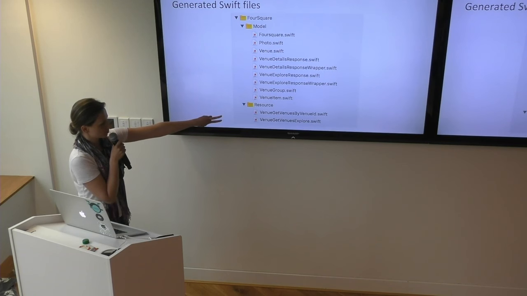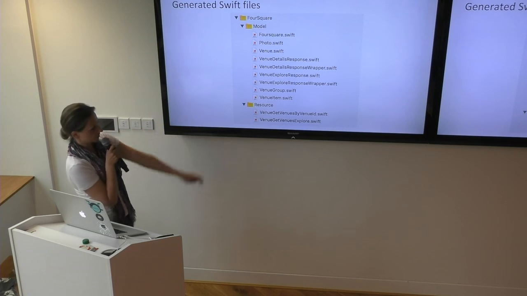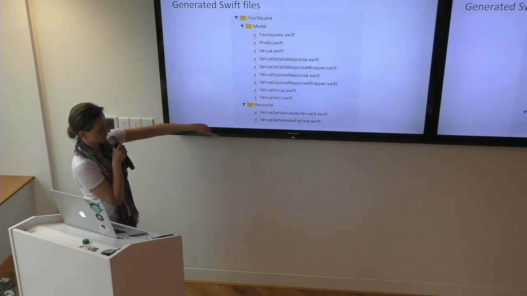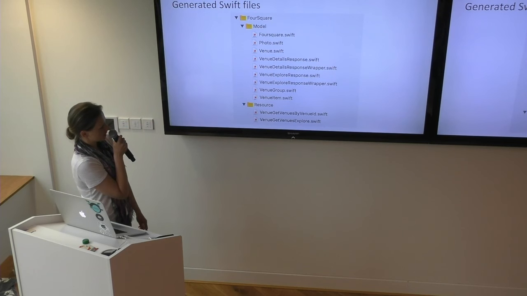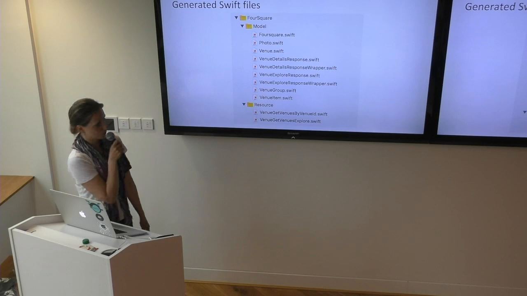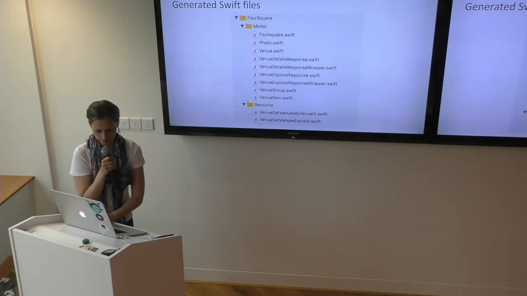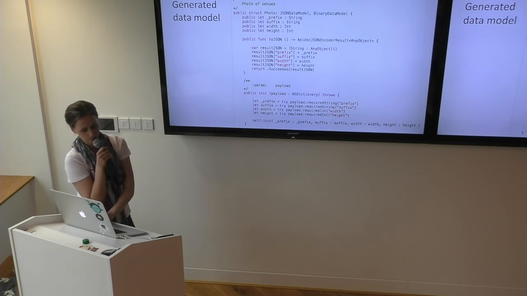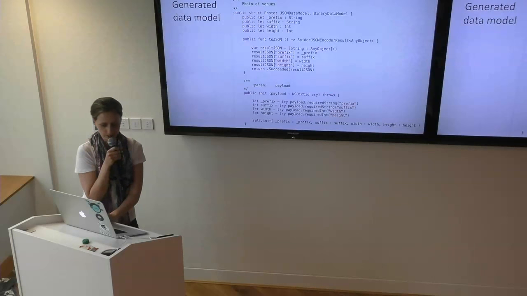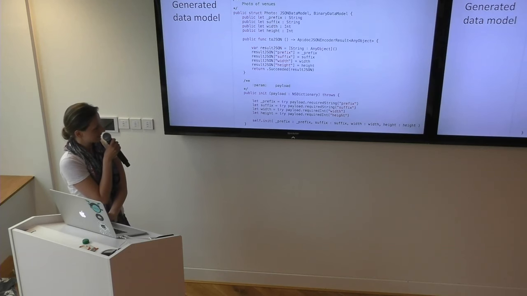So we have those 2 resources that you should remember from our API doc descriptor, one for exploring venues and the other one for getting the details of the venue. And under the model directory, there is our data model to work with this service. And this is an example data model file describing the photo of the venue. You can see it was generated as a structure, and it can be initialized with the JSON payload, and there is also a toJSON method for serializing back to JSON.